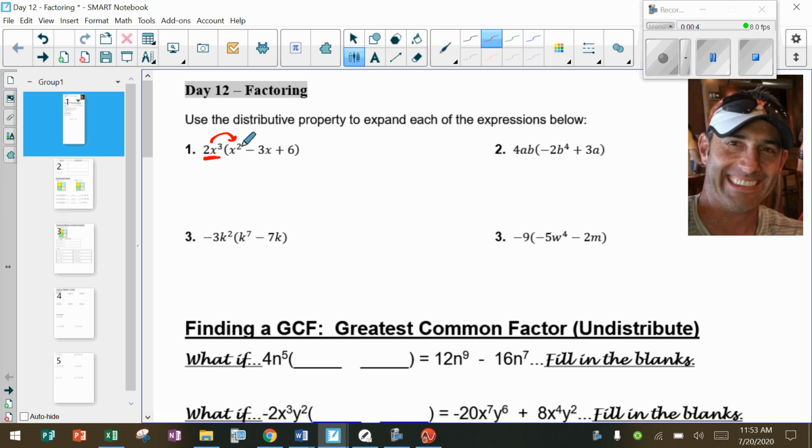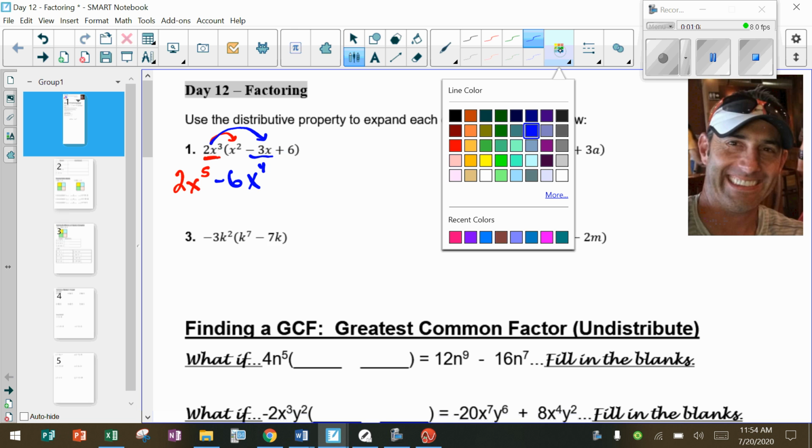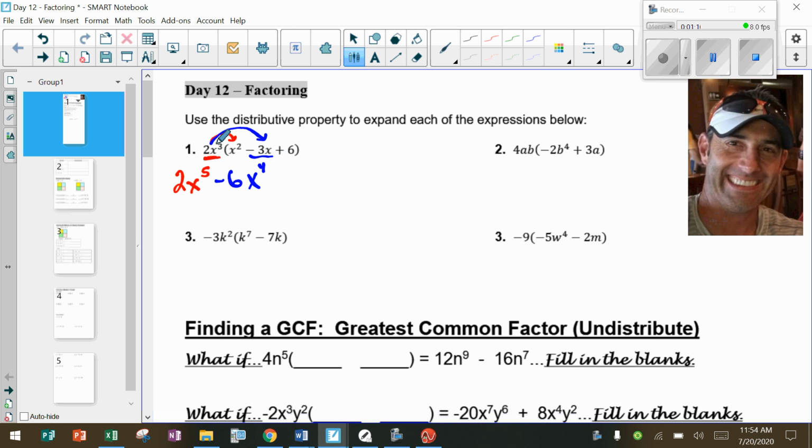So this x squared now becomes 2x to the fifth, because when you multiply terms, you add the exponents. And then we do 2x to the cube times negative 3x. So that becomes minus 2 times 3 is 6. Add the exponent. And then when we distribute to the 6, we get 12x to the third.